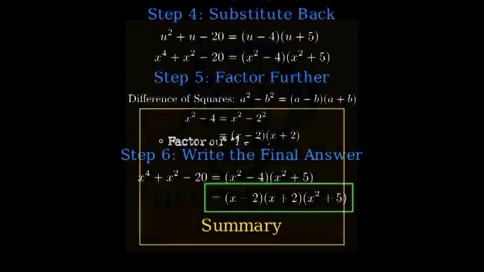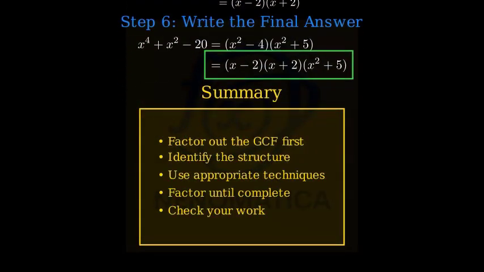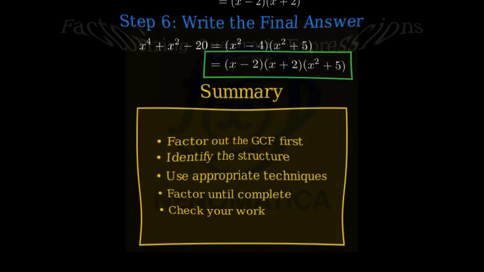Let's summarize what we've learned about factoring polynomials. First, always look for a common factor and factor it out. Second, identify the structure of the remaining expression and use appropriate factoring techniques such as factoring trinomials or using substitution. Third, continue factoring until you can't factor anymore. And lastly, check your work by multiplying the factors to ensure you get the original expression.